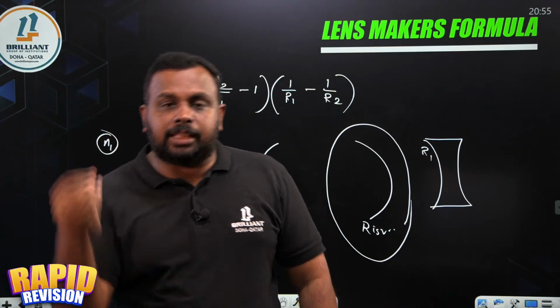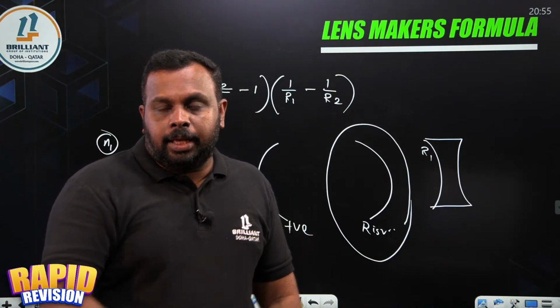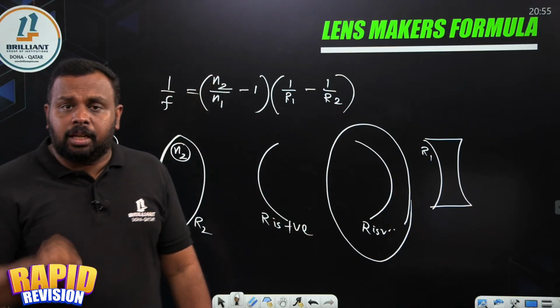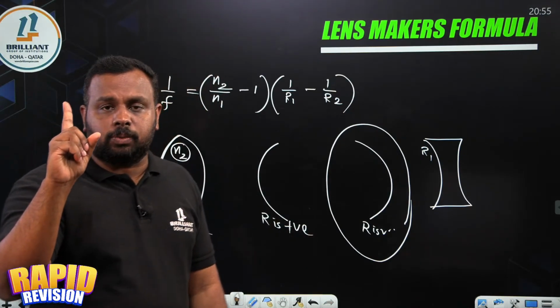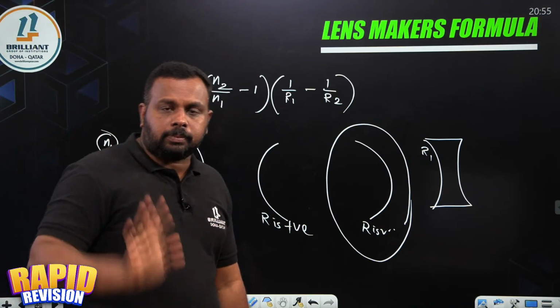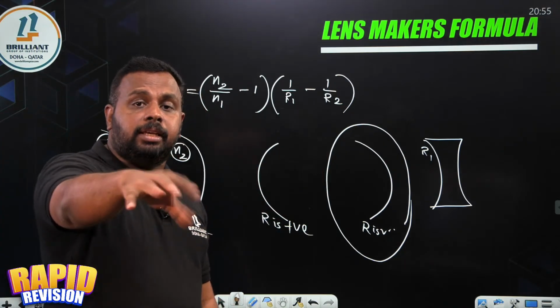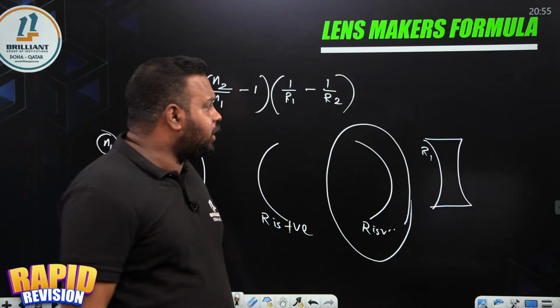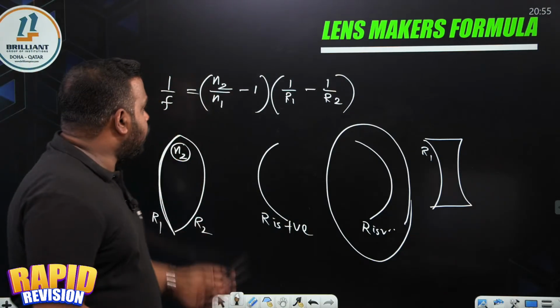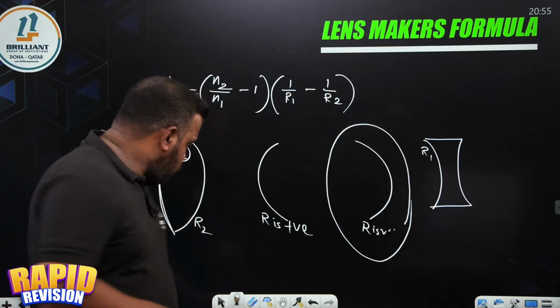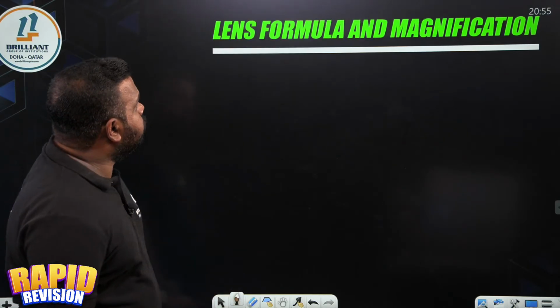There will be questions like the lens is kept in water. If the lens is in air, you can take n1 as 1 and n2 as the refractive index of the lens. In water, n1 will be the refractive index of the water, or any other liquid they will ask. So I think this derivation and the related ideas are clear for you.